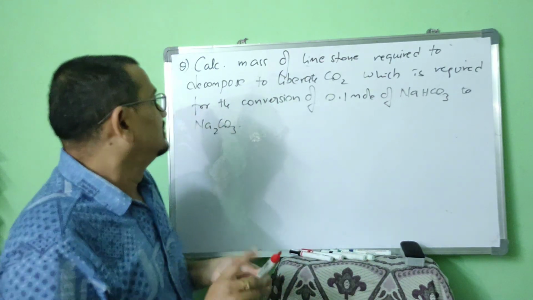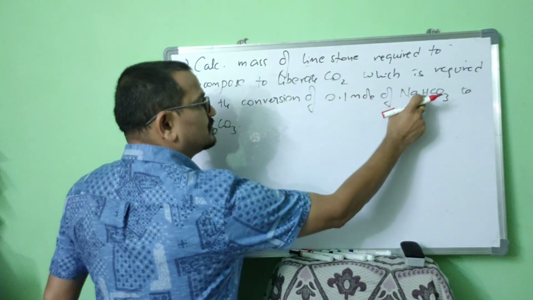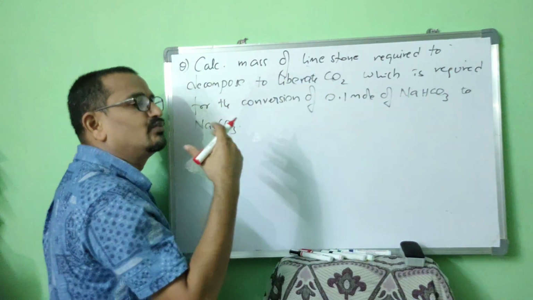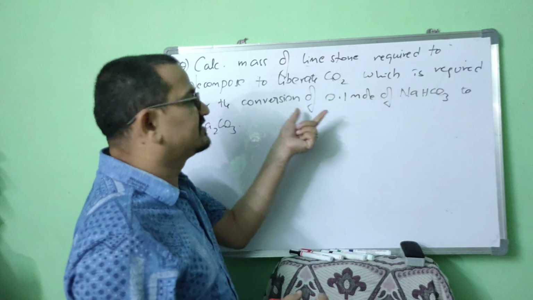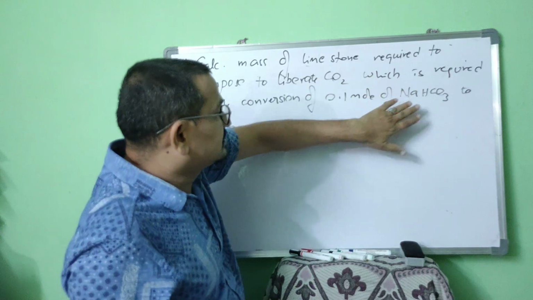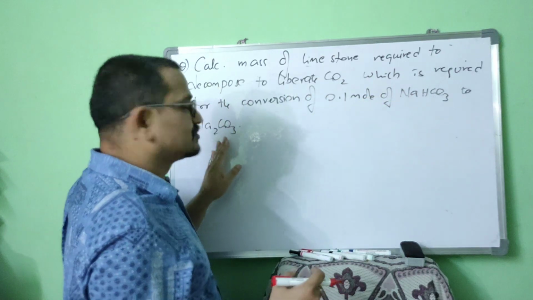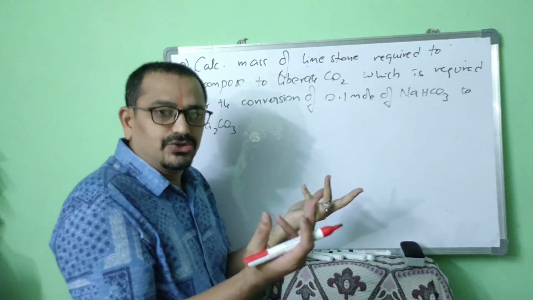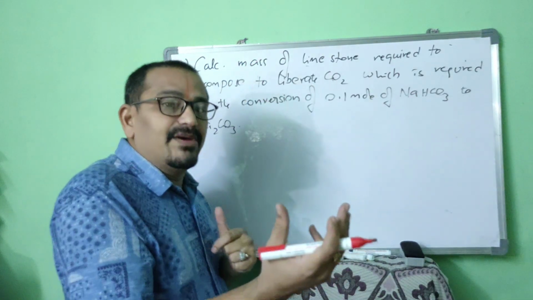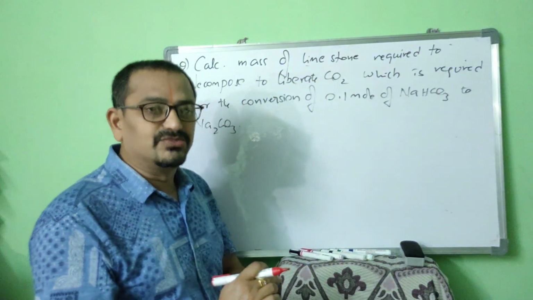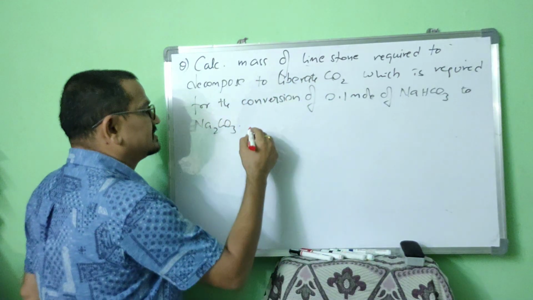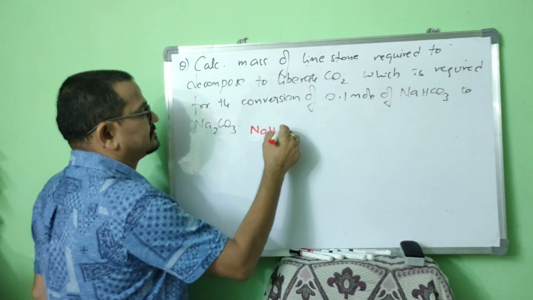See once again. For the conversion of sodium bicarbonate to sodium carbonate, we need carbon dioxide. That's what is given. To supply that same amount of CO2, what mass of limestone is required to decompose? So what do we have to find out first? NaHCO3 conversion.